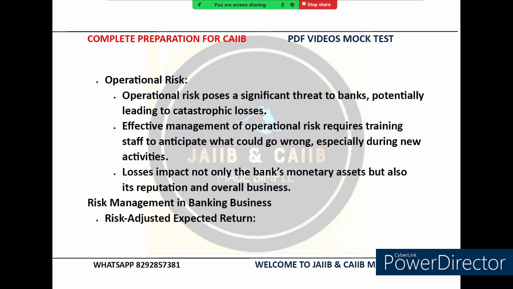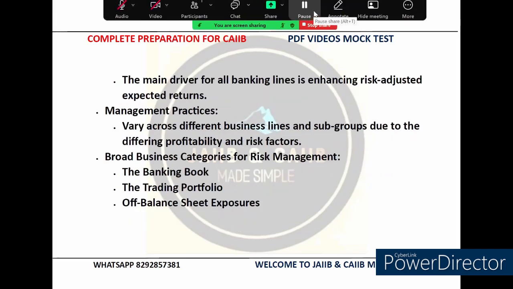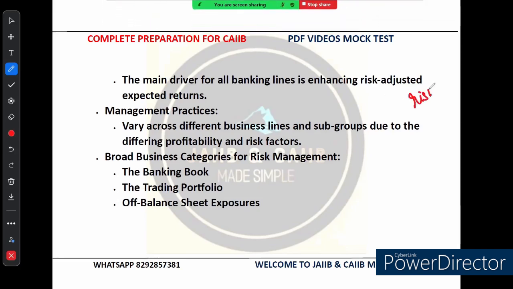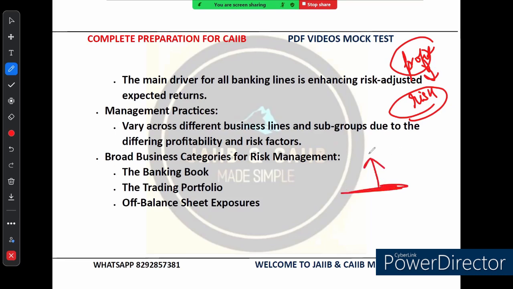The key goal for a bank in managing risk is to maximize what is called risk adjusted expected return. So what does that mean? In simple terms, banks don't just focus on how much money they can make, they also look at the risk involved, right? They don't just look at the profit. Yes, profit is a key factor, but they also look at the risk involved. The idea is to get the highest possible return for a given level of risk. So I have fixed the risk, what highest possible return, what highest possible profit can I get?